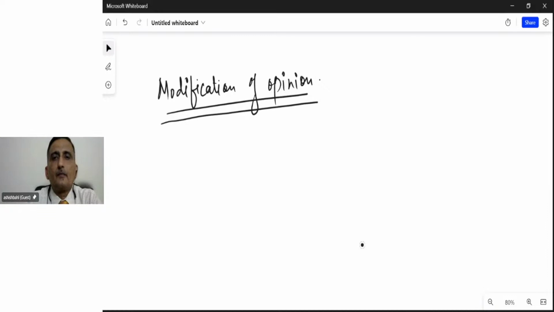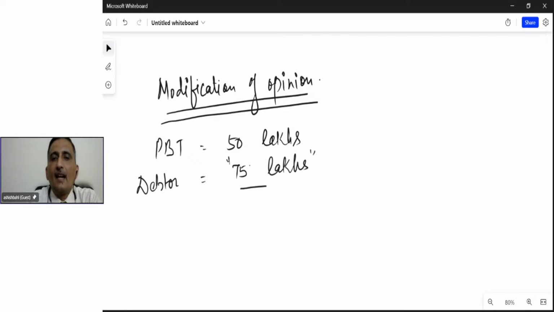Say guys, say the balance sheet of a company shows profit before tax of say 50 lakhs. Okay. Assume that there is a debtor whose recoverable amount is 75 lakhs. It is still outstanding in the books of the company. Now it comes to knowledge of the auditor that say the debtor has become insolvent and he is not in a position to pay to the company. So what is the inference of this? The amount of rupees 75 lakhs is what it is? It is non-recoverable.